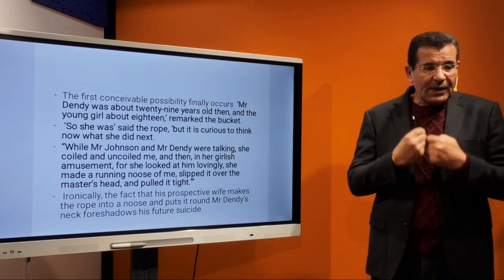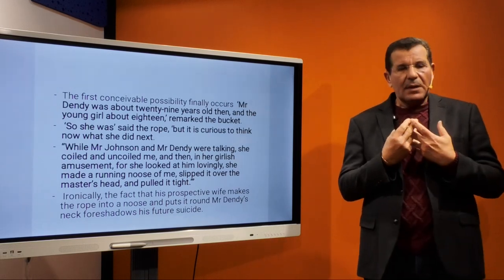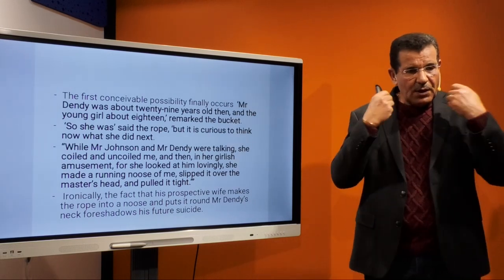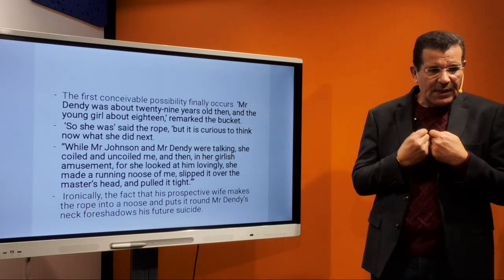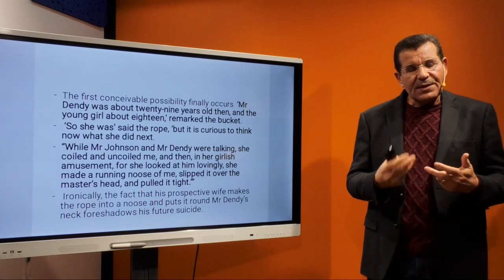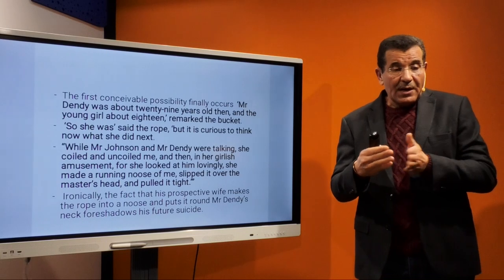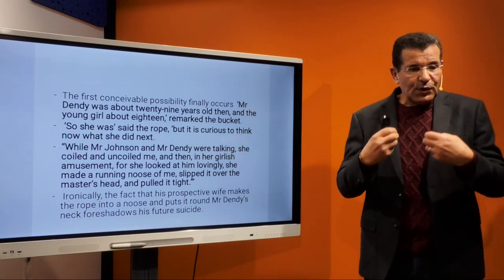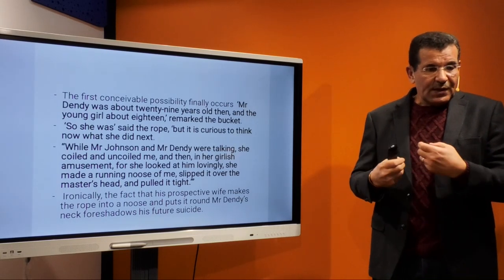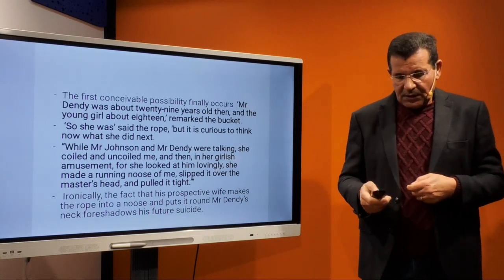So, ironically, the fact that his prospective wife makes the rope into a noose and puts it around Mr. Dandy's neck foreshadows his future suicide. As I said, there is a moment in premarital life and afterwards, and in between we have this foreshadowing gesture, which signifies that probably it is the beginning of Mr. Dandy's tragic end.